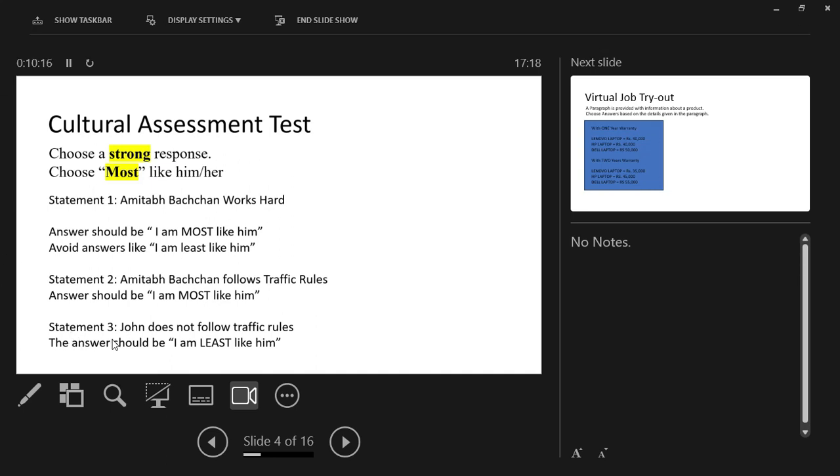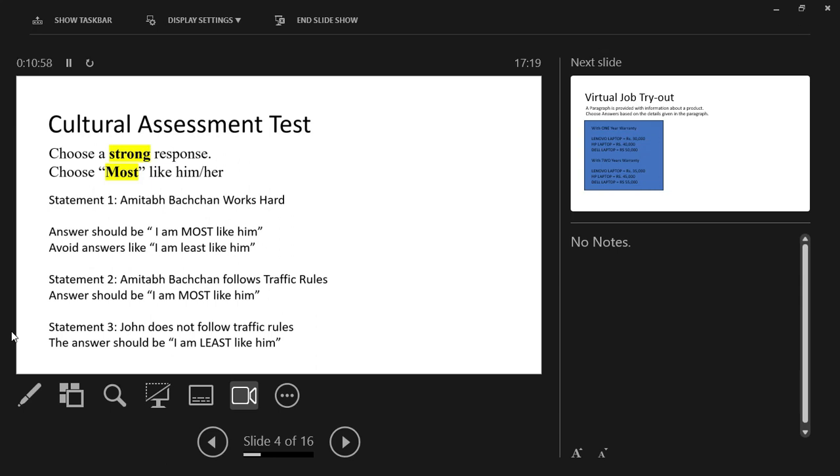You may have a negative question here, just an example again: John does not follow traffic rules. The answer should be I am least like him, because I don't want to relate myself to someone who does not follow traffic rules. So what should I choose here? I should choose I am least like him. Okay. The key to pass the cultural assessment is to give a strong response. The strong response is MOST, most like him. And when it is a negative question, it can be least like him, LEAST.